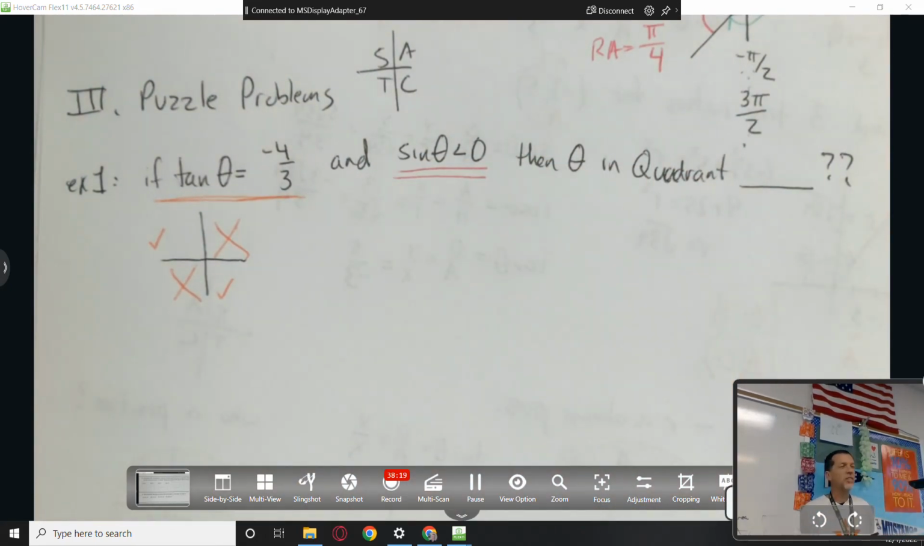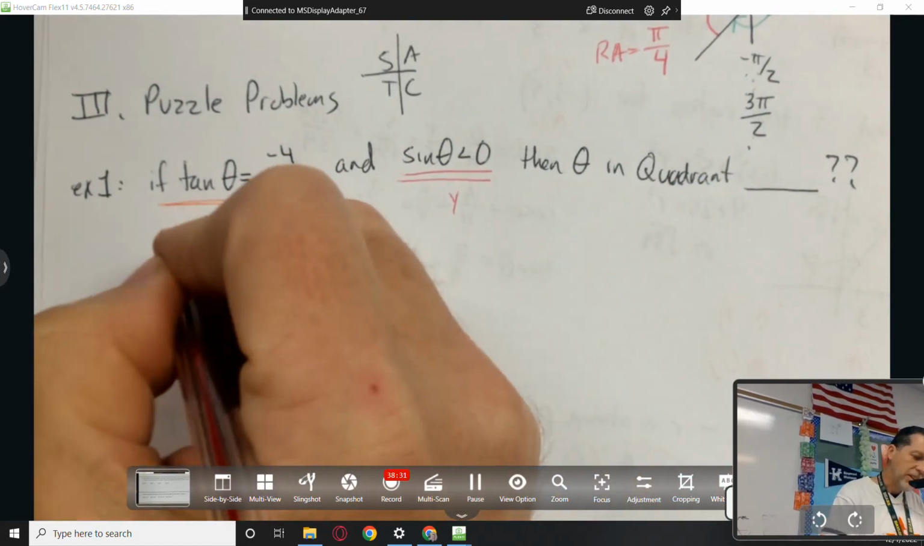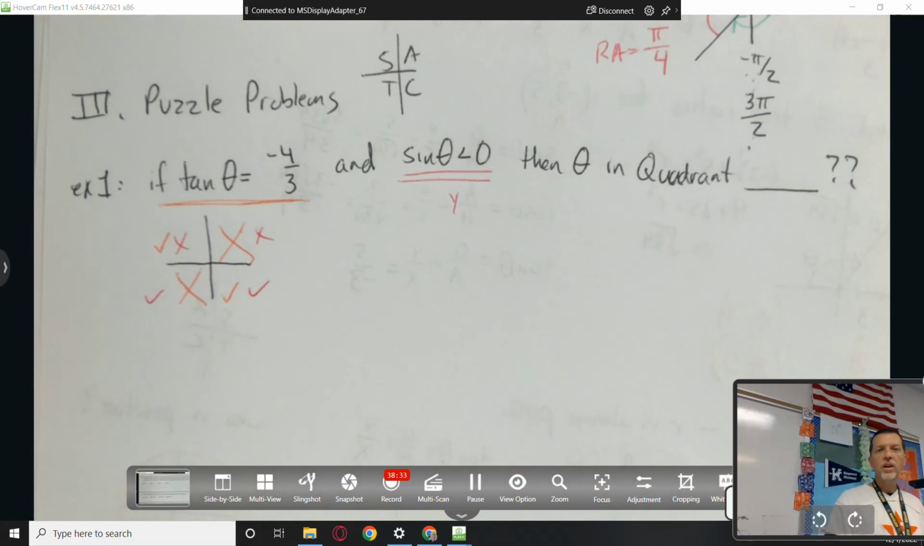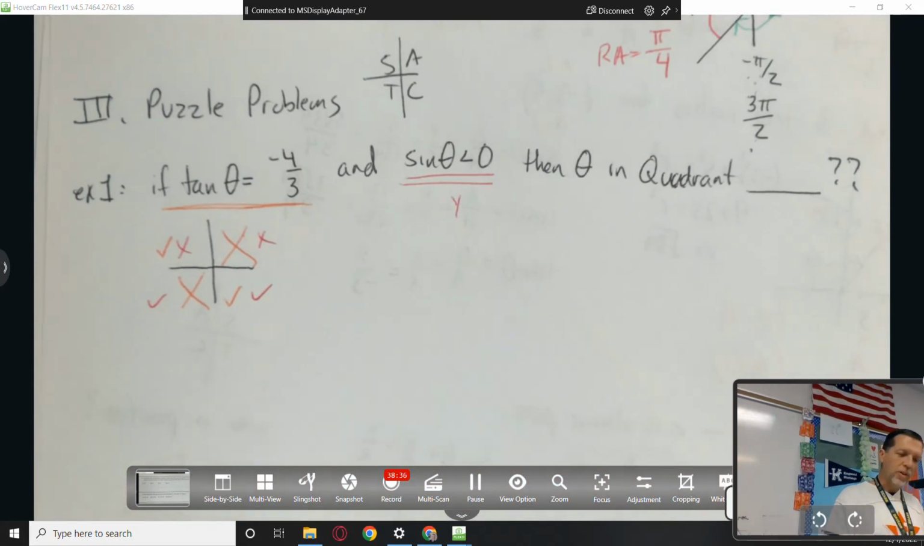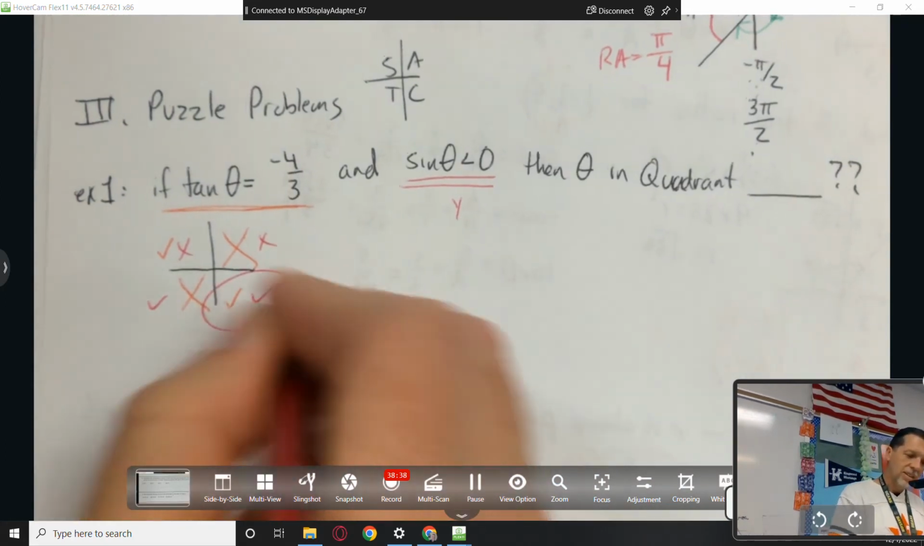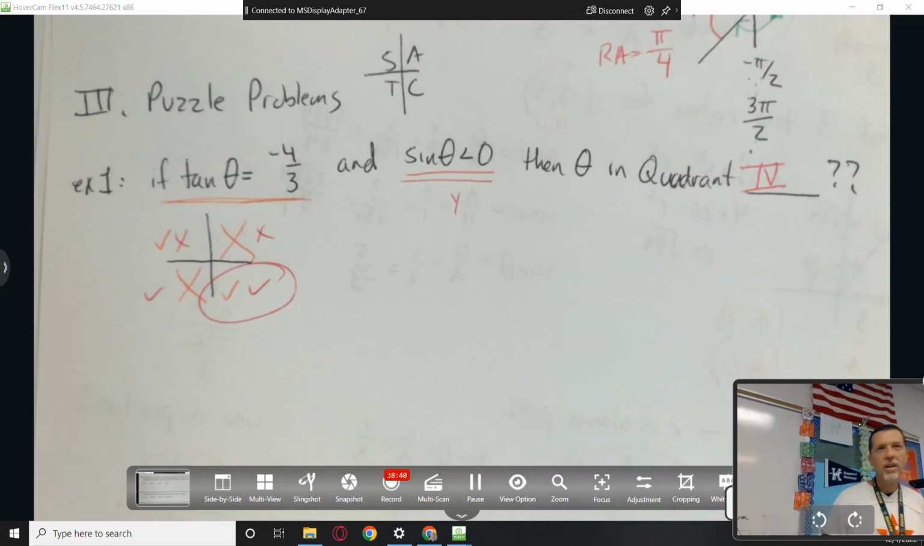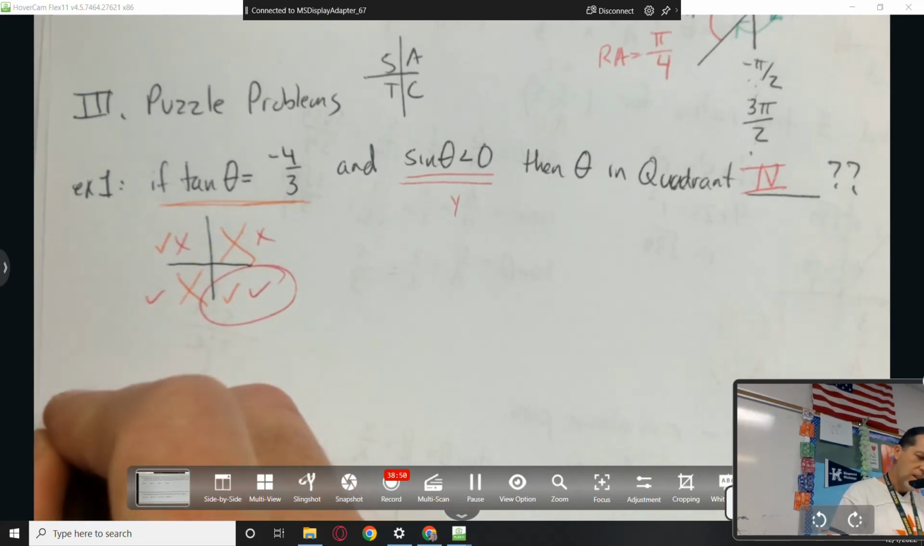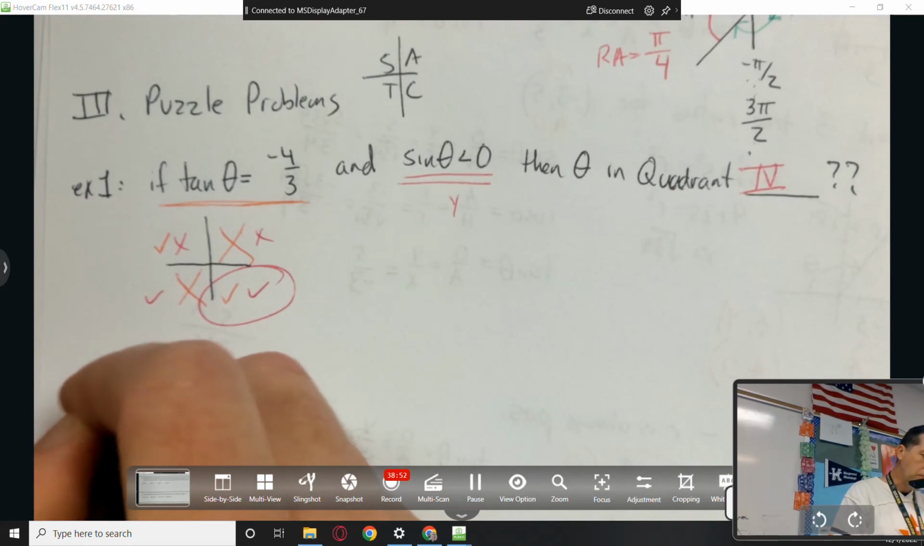Sine is negative. Where is the sine negative? Yeah, so sine's negative in the bottom. That's a good way to say it. Sine goes with y, so it's negative in the bottom. It's positive in the top. So which quadrant meets both criteria? Got to be quadrant 4. Which one sort of meets both criteria?